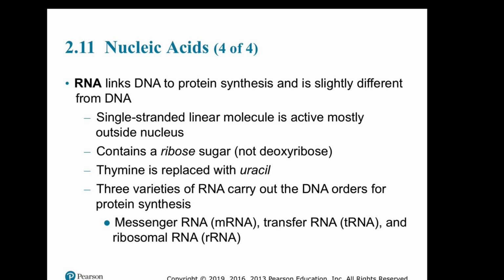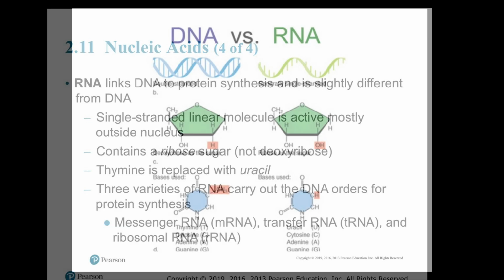Instead of deoxyribose sugar, it has ribose sugar, and instead of the thymine base, nitrogenous base or nitrogen base, it is replaced with uracil. There are three types of RNA that are involved in protein synthesis: messenger RNA or mRNA, transfer RNA or tRNA, and ribosomal RNA, also known as rRNA.